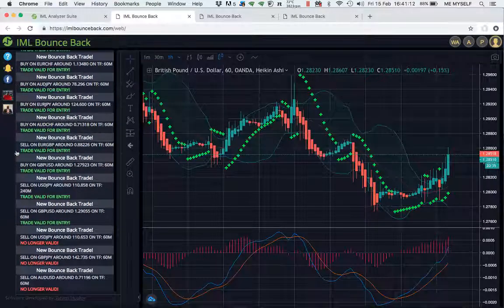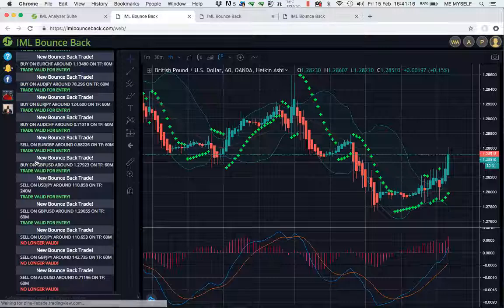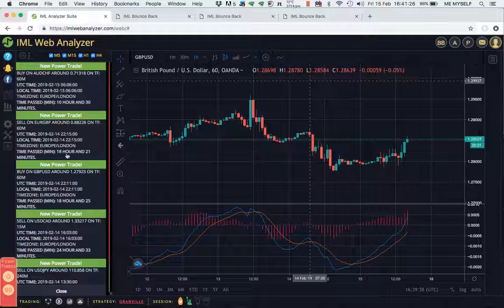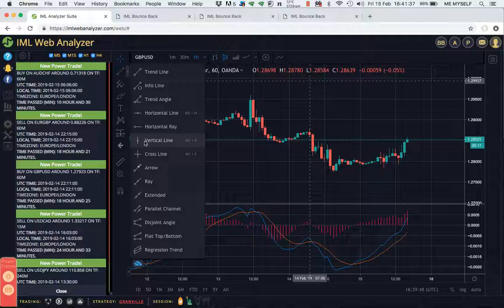And we're going to look at this trade that we took this morning on our session, live on the session, GBP USD. It was called at the price of 1.27923. Now you could see on the analyzer here, you actually see the time that it was called at as well. So it gives us the ability to plot exactly when this was called.